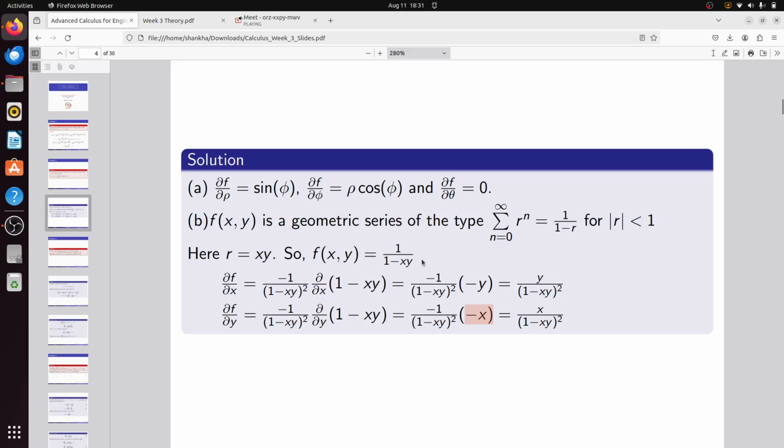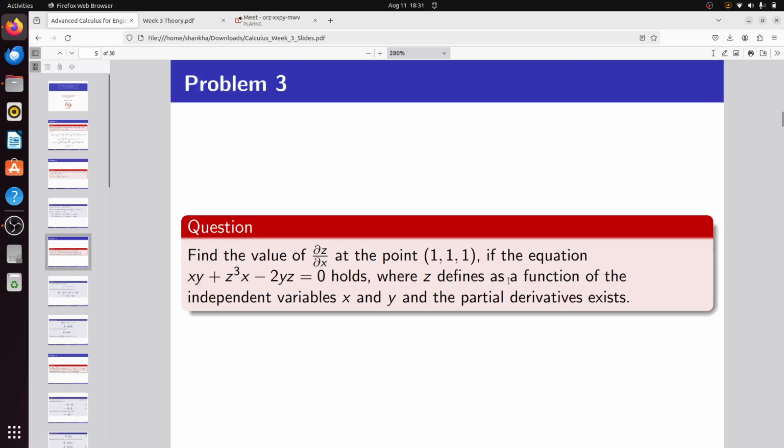So is this question clear? Do you have any doubt regarding this problem? You can say. Are there any problems regarding the question? Okay. So I will move to the next problem.